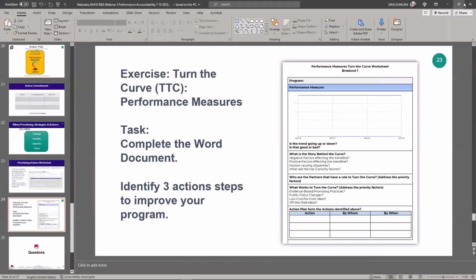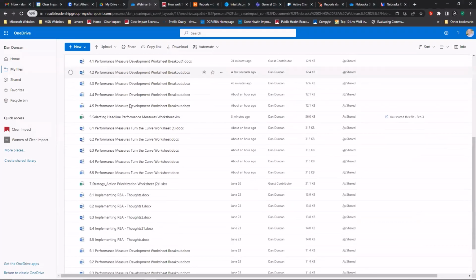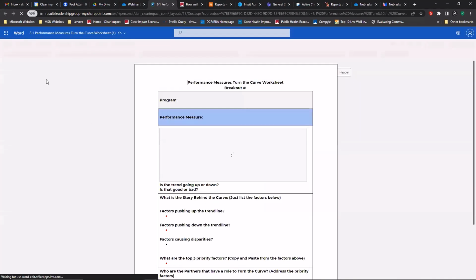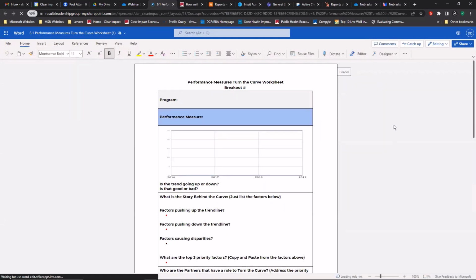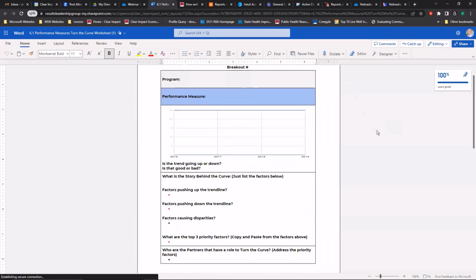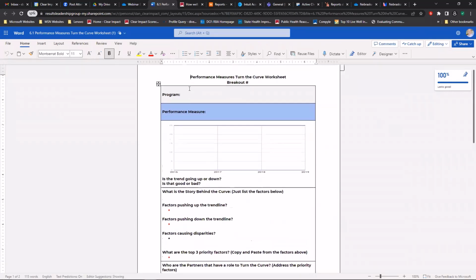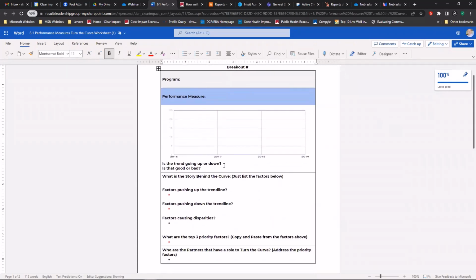So let me jump into OneDrive now. And now you're going to use 6.1 and 6.2. And what I want you to do is pick one of your performance measures, just one, and assume that it's not achieving your target. So again, same thing, put the one performance measure. Is the trend going up or down? Is that good or bad? And then again, just assume that it is not on track to achieve your target, whether your target is below it or above it, depending on whether up is good or bad.